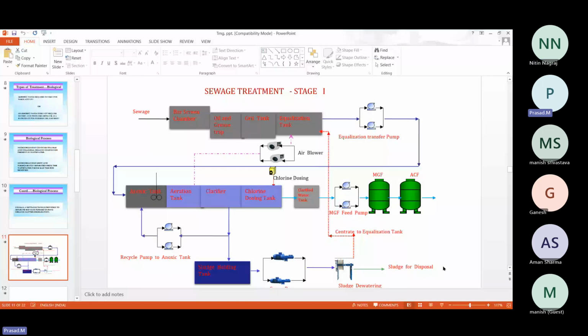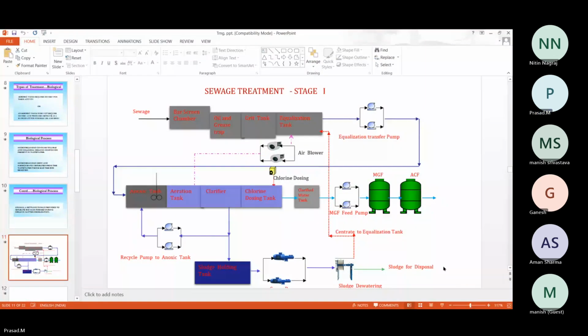So now total nitrogen, TKN you can say, total Kjeldahl nitrogen, you have to remove. So that's why the anoxic tank is required. Anoxic tank means, before that I showed you the process: anaerobic and aerobic. Anaerobic means without oxygen. Aerobic means with oxygen.